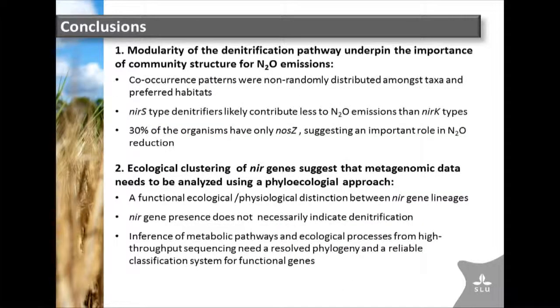So with that, I come to the conclusions. We have two major conclusions: that the denitrification pathway is modular, and this underpins the importance of community structure for N2O emissions. We also show that we have an ecological clustering of the nir genes, and that suggests that metagenomic data needs to be analyzed using a phyloecological approach. We can't just make inferences based on gene presence. And that might actually be true for a lot of other functional genes.